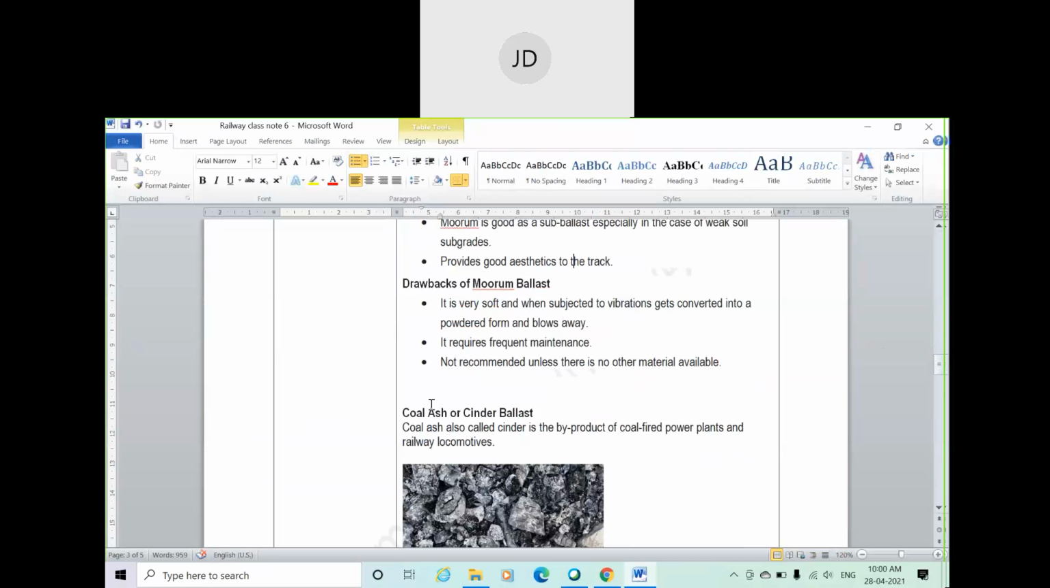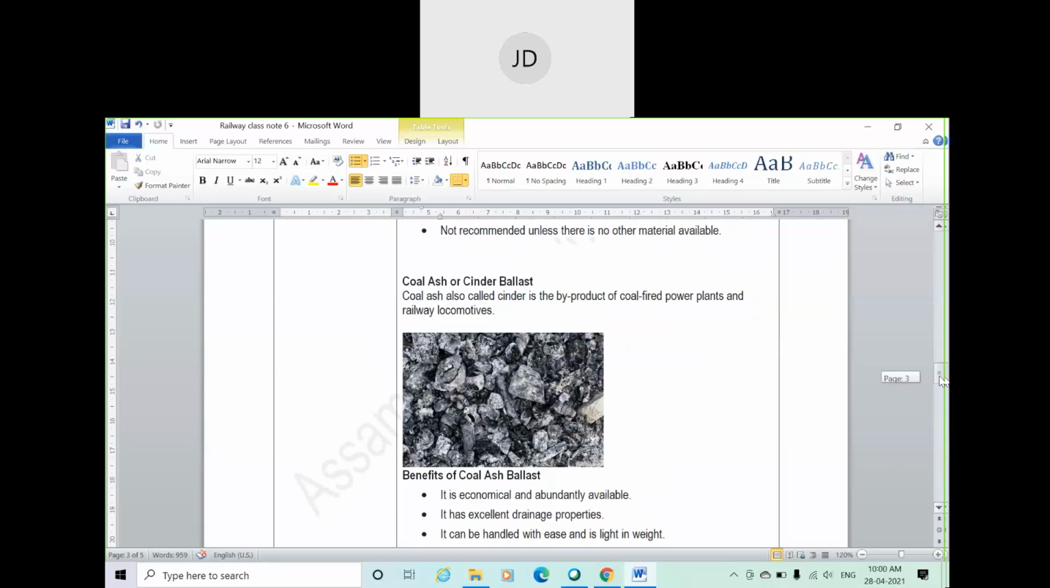Next, the drawbacks of morum ballast. So what are the drawbacks? It is very soft, and when subject to vibration it gets converted into powder form and blows away. They are very soft. It requires frequent maintenance because of that, and they are usually not recommended unless there is no other material available. So if there is no other material available like broken stone ballast, then you can go for morum ballast.